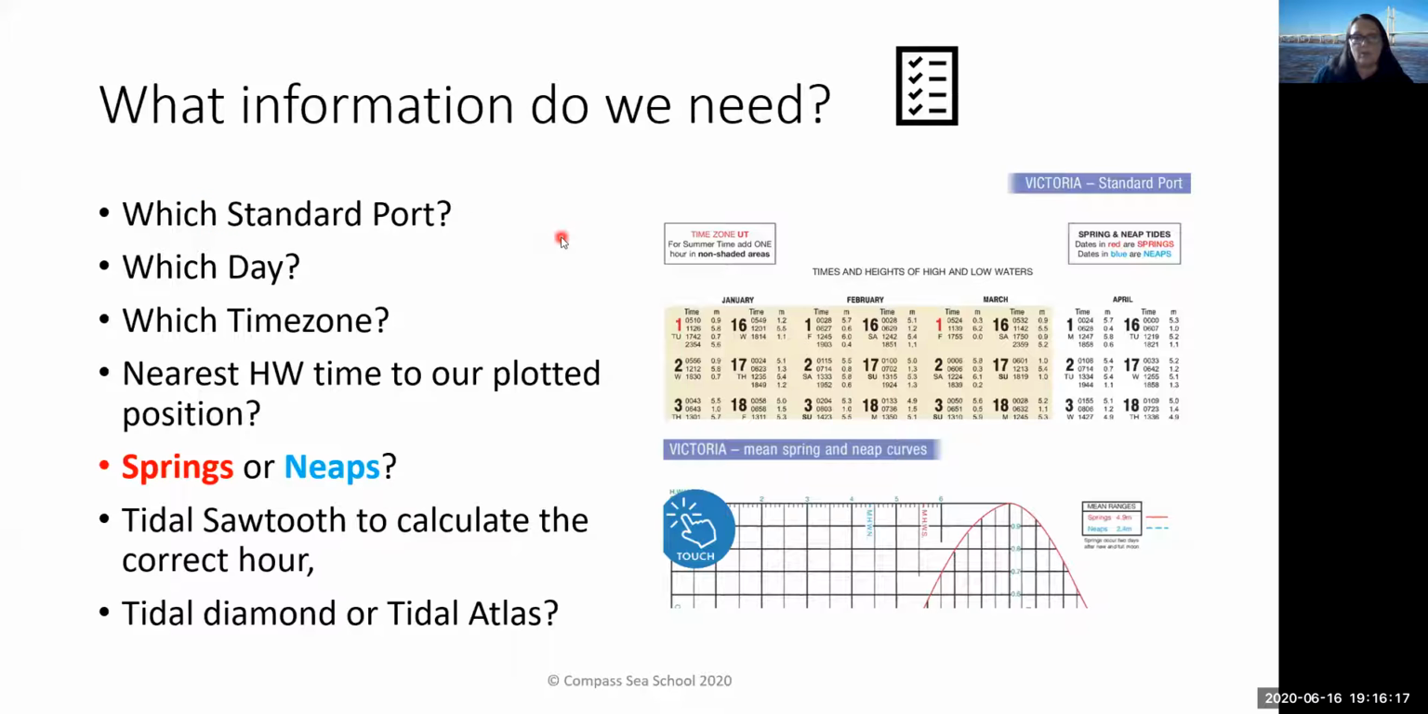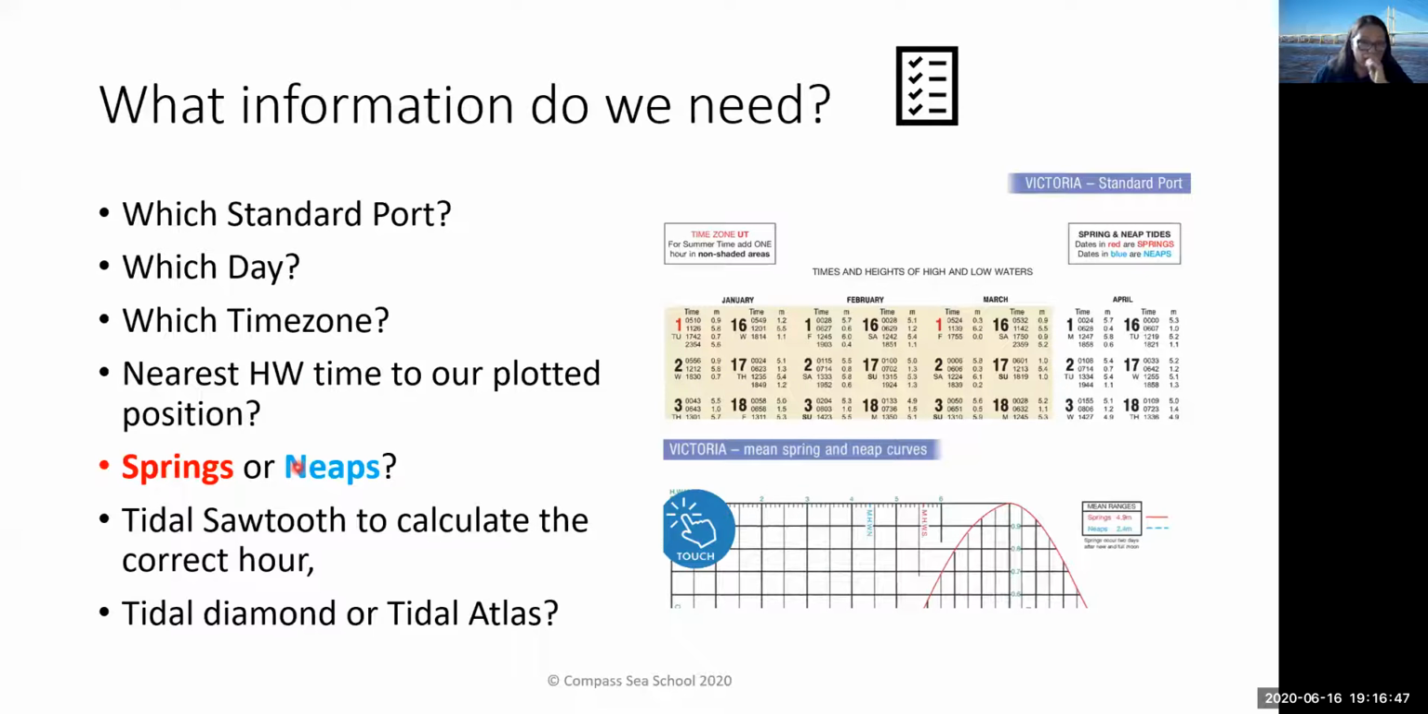If you want to calculate a tidal vector, you are going to have to calculate all of this information. We need to know which standard port we're using, what day it is, which time zone we're operating in, and which is our nearest high water time to our plotted position. So if we are sailing in the afternoon, is there a high water close to our afternoon sailing time? We then need to calculate whether it's springs or neaps.